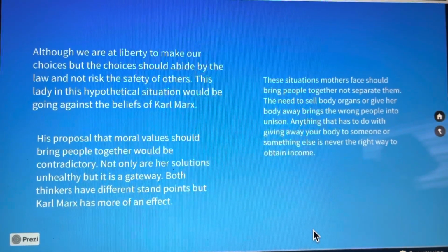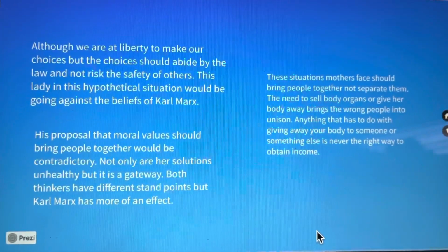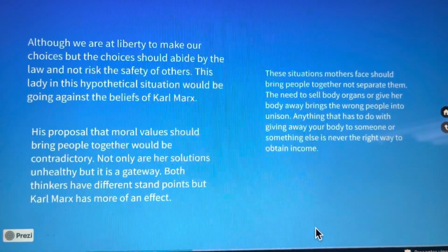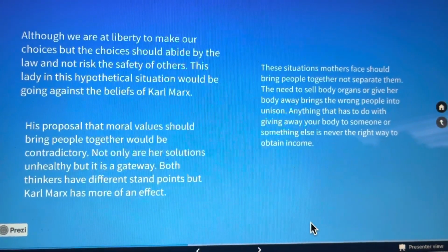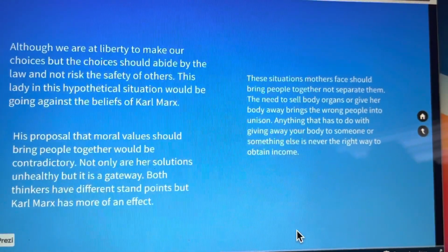This lady in this hypothetical situation would be going against the beliefs of Karl Marx. His proposal that moral values should bring people together would be contradictory. Not only are her solutions unhealthy, but it is a gateway. Both thinkers have different standpoints, but Karl Marx has more of an effect.